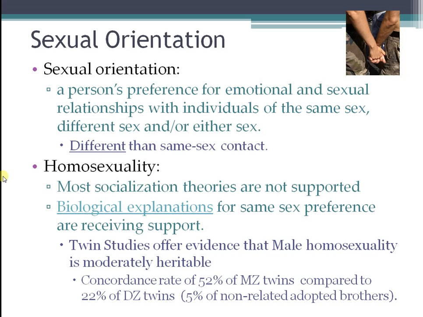You compare this to dizygotic twins. These are twins who came from two separate eggs, but were born at the same time and raised in the same family. There's only a 22% chance of those twins both being homosexual, right? So if you have a dizygotic twin, a fraternal twin who identifies as homosexual, there's only a 22% chance. And then this is 5% if you compare non-related or adopted brothers, right? So a concordance rate of 52% indicates a pretty strong genetic underpinning to male homosexuality.